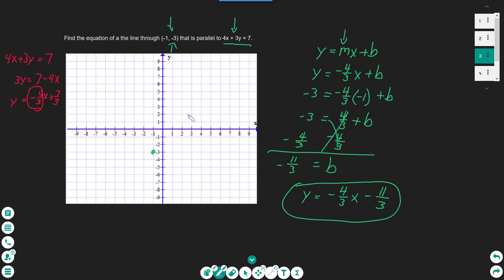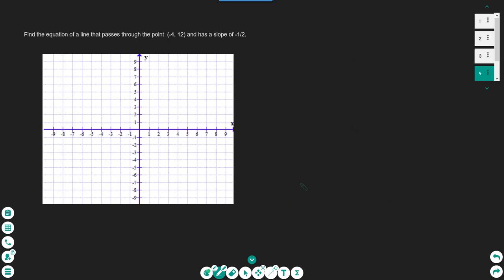And if we wanted to, we could graph it over here on this graphing paper, but I'll leave that to you as an exercise if you'd like to just see what the line looks like. All right, let's move on to the next part here, and that is we're going to make it even a little bit simpler. So some of the story problems that they're going to give you are going to look like this. Find the equation of a line that passes through the point -4, 12 and has a slope of -1/2.